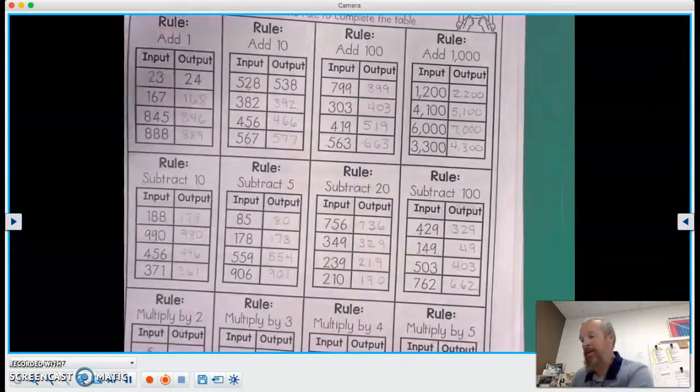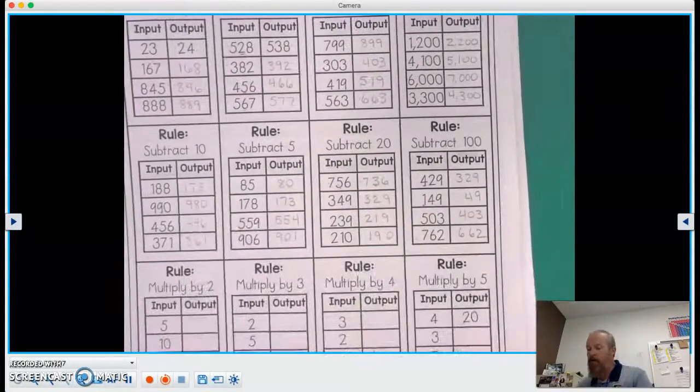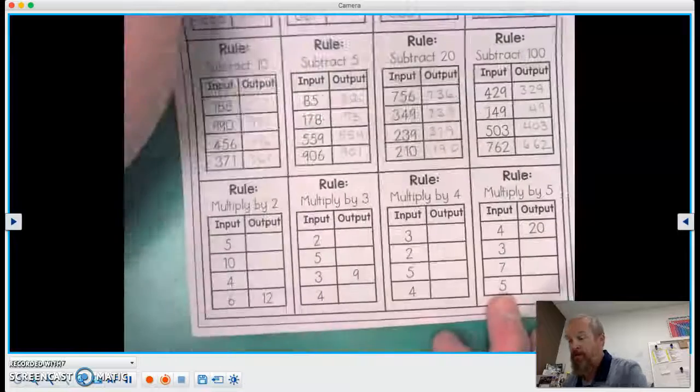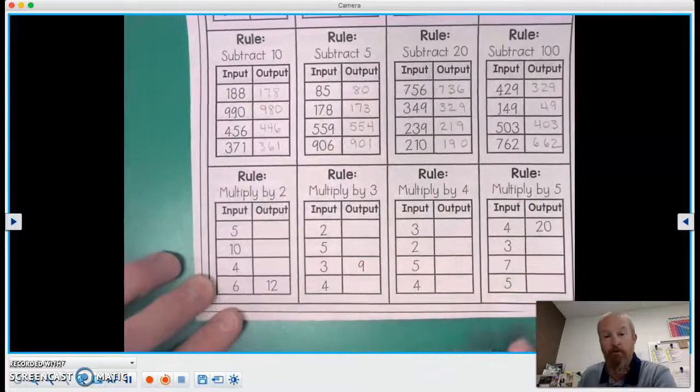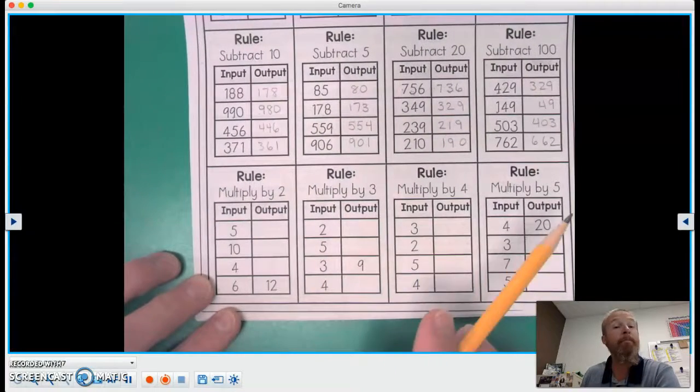All right, so we are back. We are now going to do some multiplication. And we're going to do the multiply by 2, by 3, by 4, and by 5.